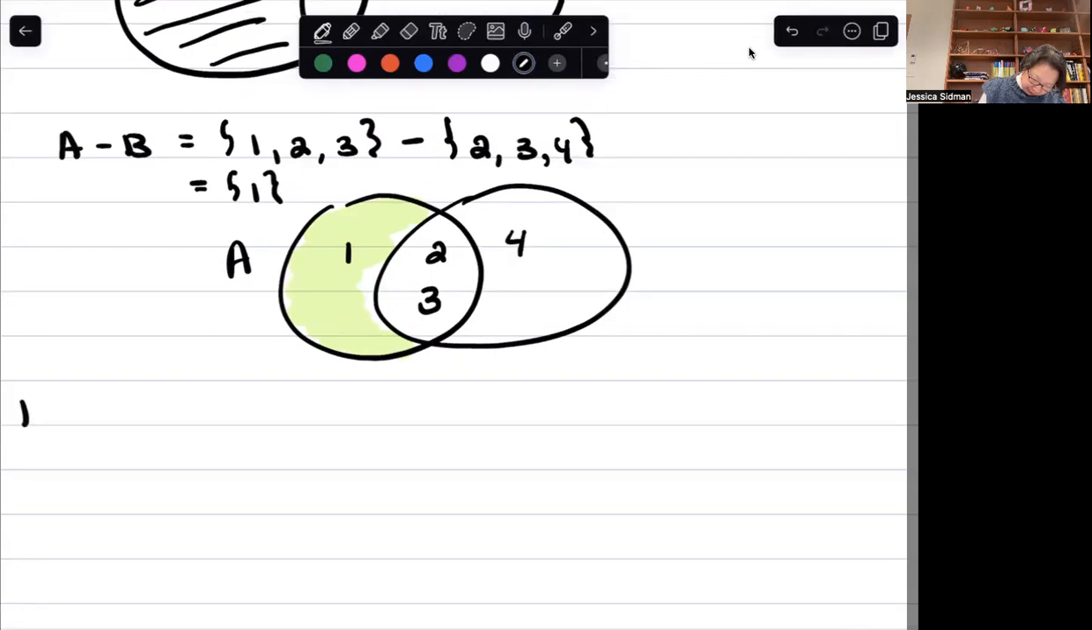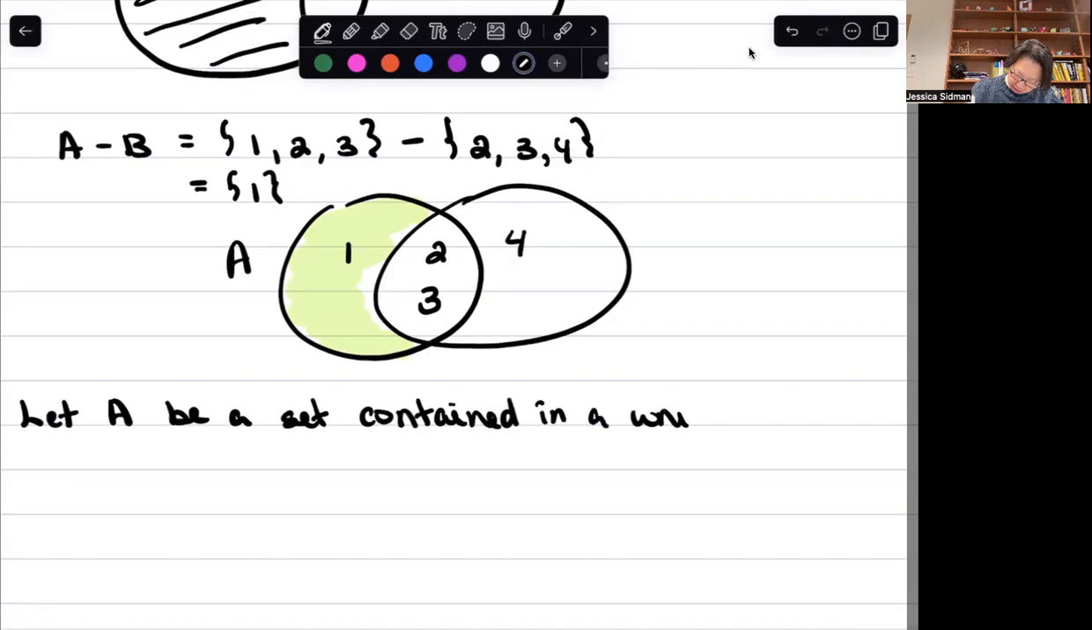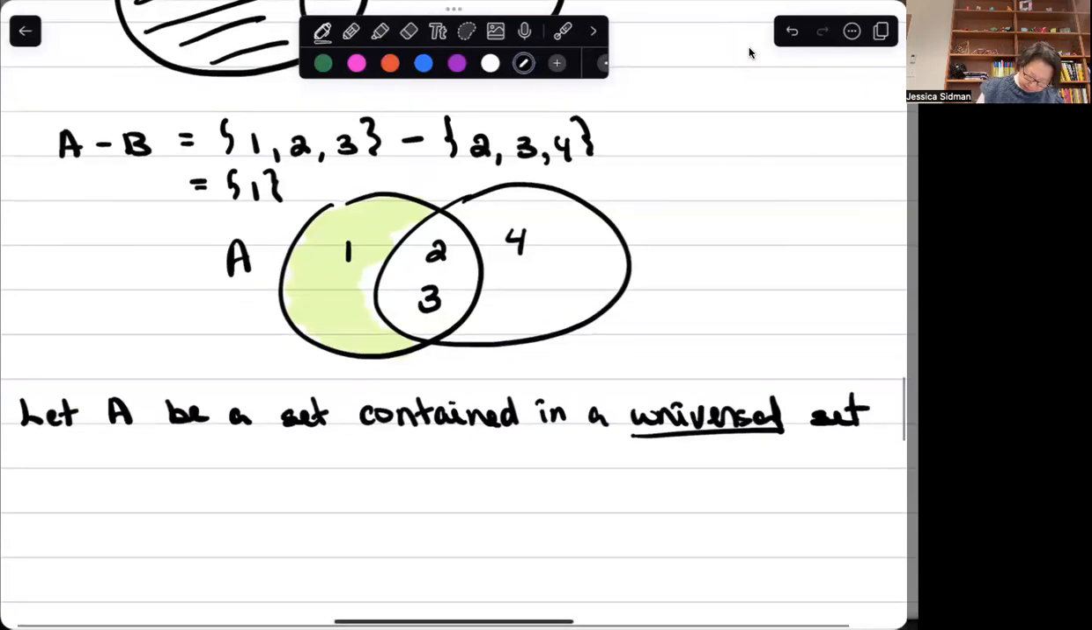And then finally, I wanted to define for you what the complement of a set is. And so we need another notion first. Let A be a set contained in some universal set, U.